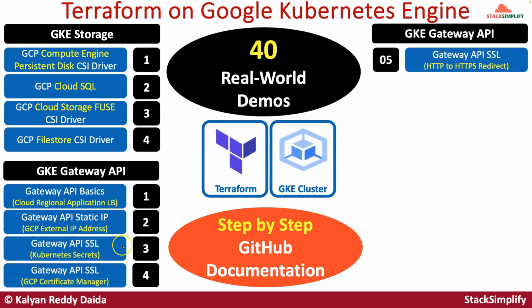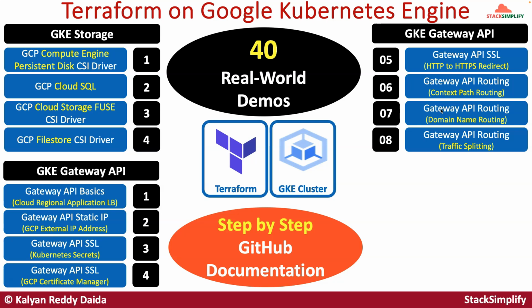After that, we'll move on to implement Gateway API SSL related concepts. One way we will implement is using Kubernetes secrets, and the other way is using GCP Certificate Manager. Here we will use self-signed certificates only. After these two are completed, we'll go ahead and implement an HTTP to HTTPS redirect demo. Once that is done, we'll focus on some routing related solutions like Gateway API routing, context path based routing, domain name routing, and traffic splitting. These demos we'll implement in Gateway API.